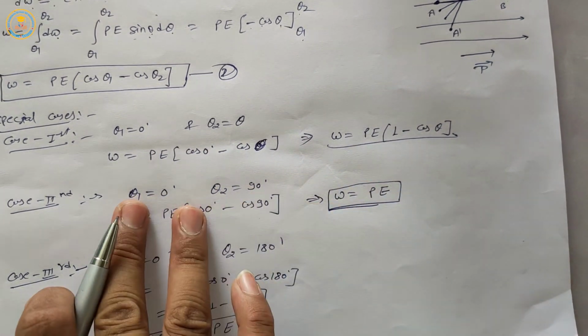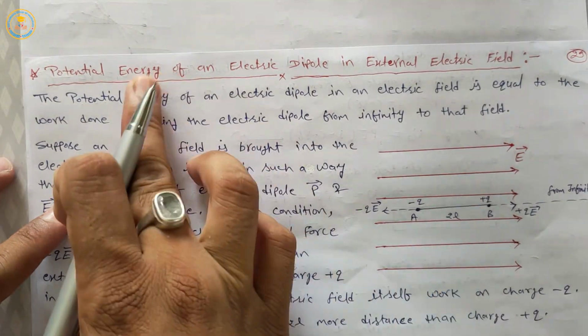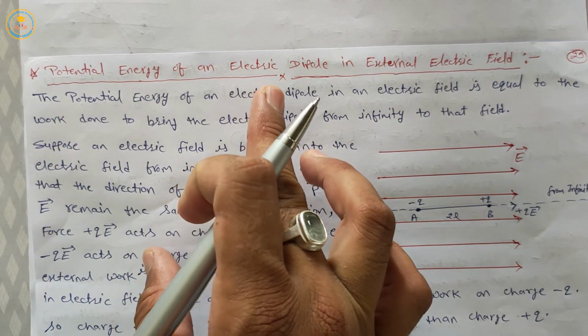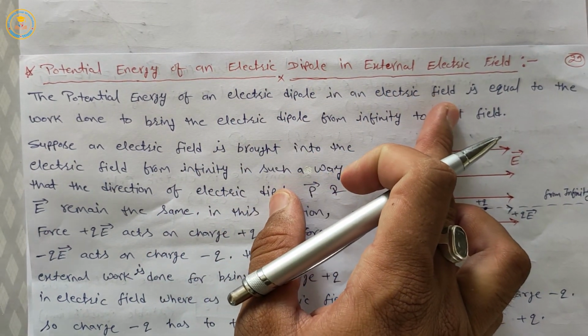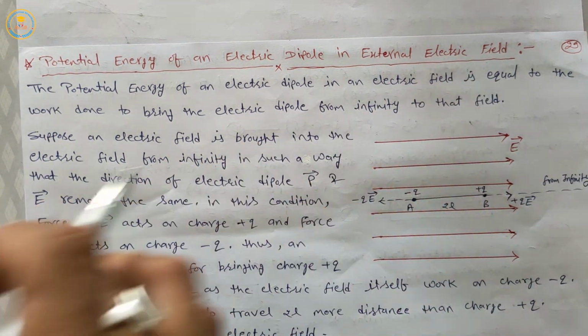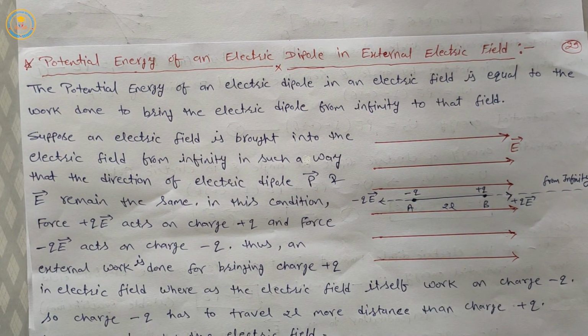Now we take another topic of this chapter, which is potential energy of an electric dipole in external electric field. We know that potential energy is equal to the work done.